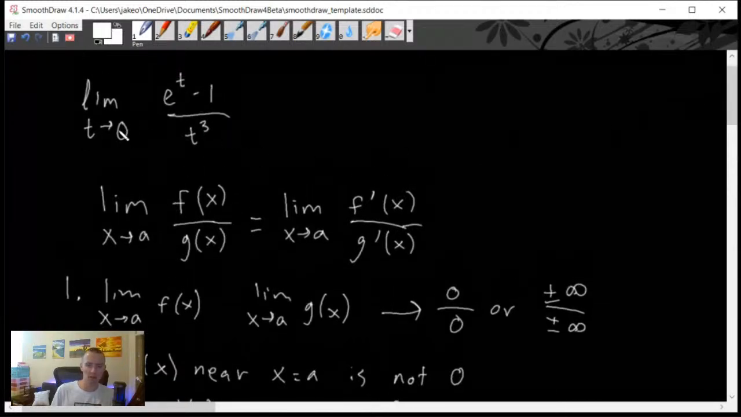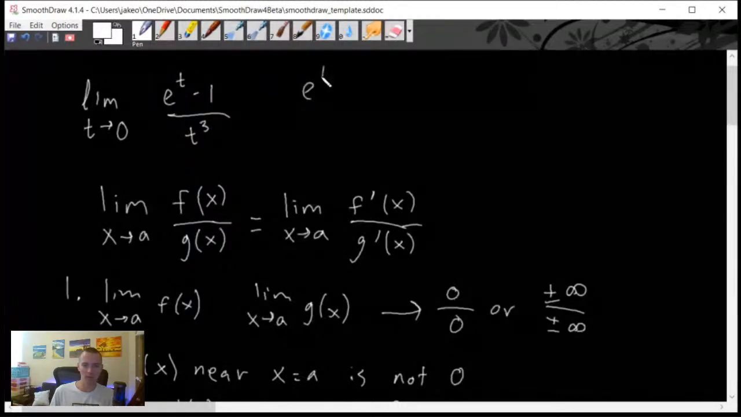First of all, as t goes to 0, what is the top of this fraction going to go to, and what is the bottom going to go to? As t gets closer and closer to 0, we get e to a smaller and smaller number, and anything to the 0 is just 1. Since e to the t is continuous everywhere, e to the t is going to go to 1. Then if we're subtracting 1 out of that, this whole numerator is going to go to 0.